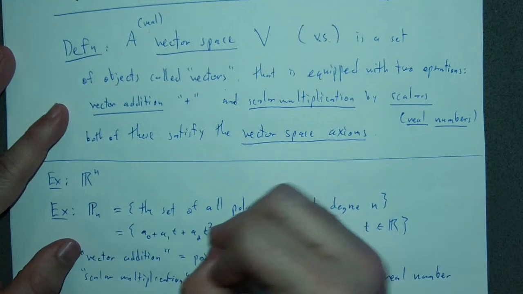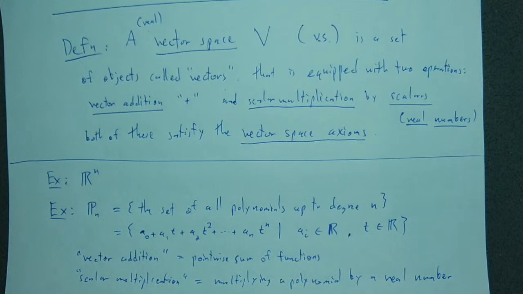Yes, this should be t squared, sorry. Okay, so here our vector addition is pointwise sum of functions. Scalar multiplication is multiplying a polynomial by a real number. What this says is that using these two operations as my vector addition and scalar multiplication, this thing is a vector space.